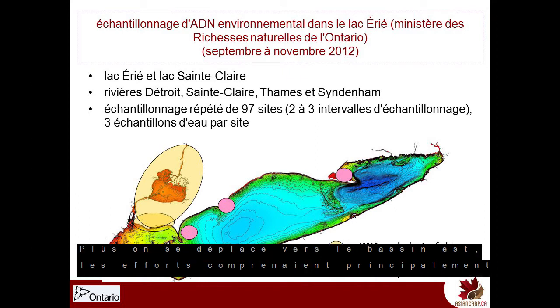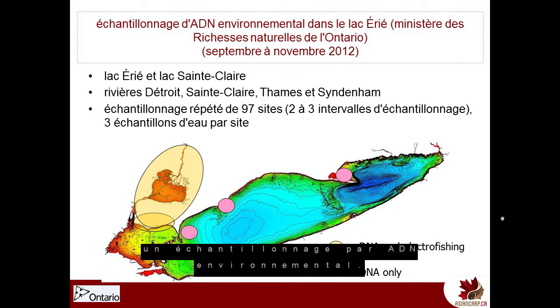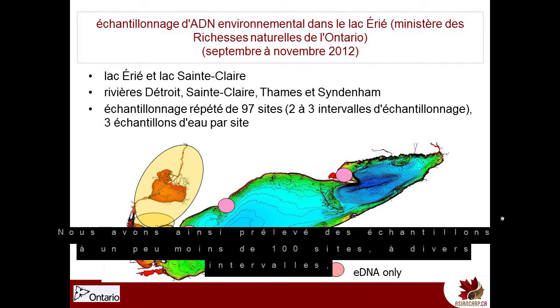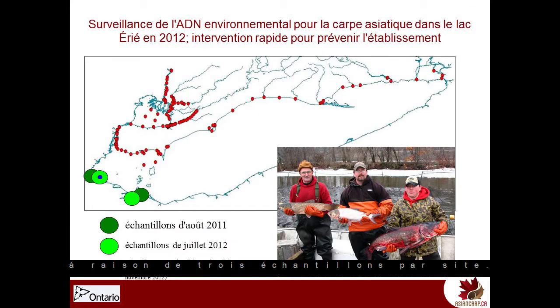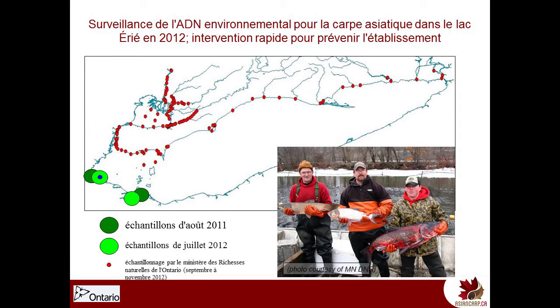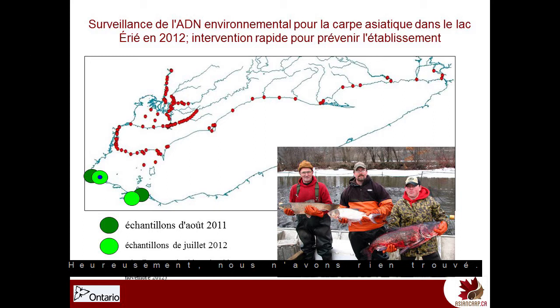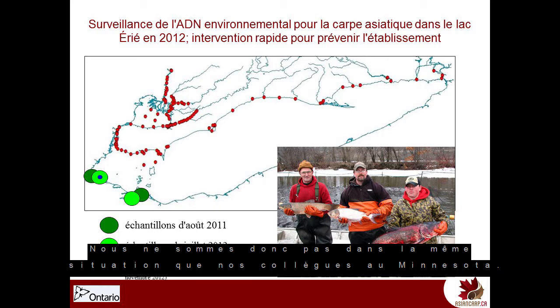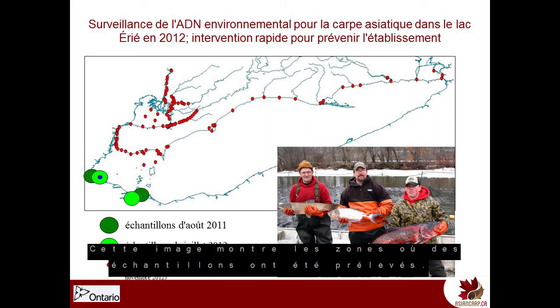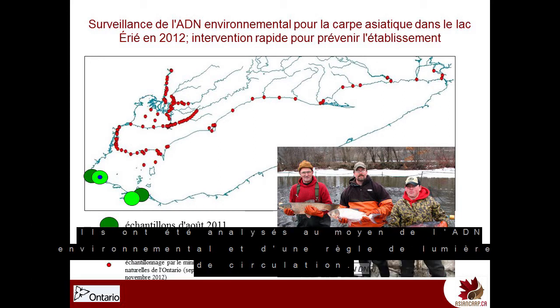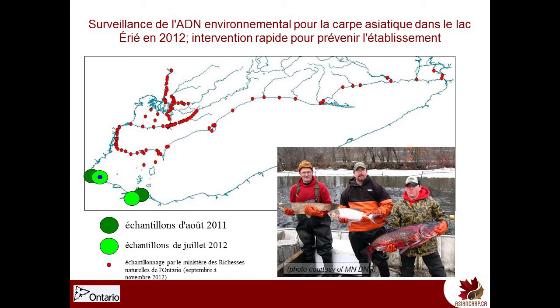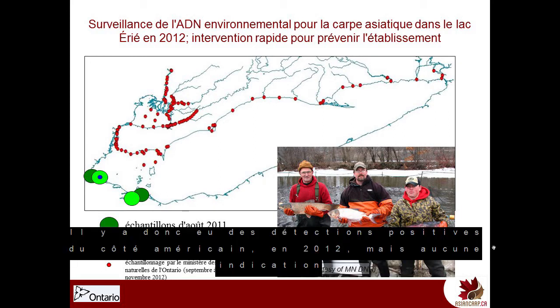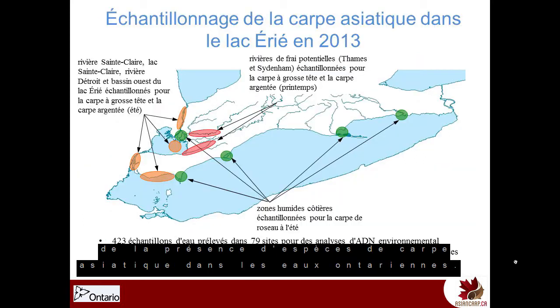As we move east from the Western Basin, it primarily relied on environmental DNA sampling. So we collected at just under 100 sites, multiple sampling intervals, 3 samples per site. And thankfully, we came up empty. So thankfully, we do not have the situation that the folks in Minnesota do. What this image shows is the areas that were sampled and tested for environmental DNA, and basically using a stoplight approach, we found nothing. So there were the positive detections on the U.S. side. 2012, there was no evidence of any of the species of Asian carp in Ontario waters.